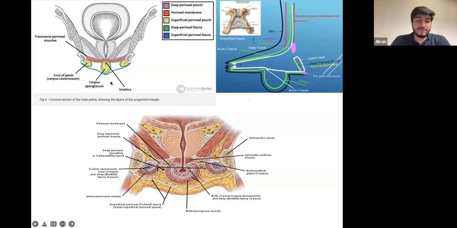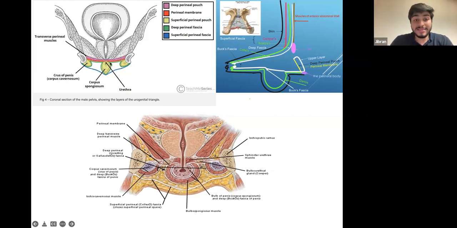Okay, so here's another view of it. Now we're going to combine everything we studied into this one image. You remember this image, with all these different layers. We're going to translate that into this picture and this picture, and I'm going to try to make it as easy as I can. Let's start with the blue, which is the superficial perineal fascia, also known as the Colles fascia. This blue here is basically this. The green, the deep perineal fascia, is the Buck's fascia.